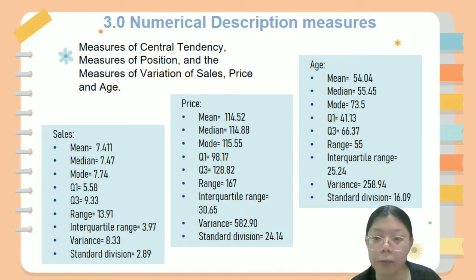Mean 54.04, median 55.45, mode 73.5, Q1 41.13, Q3 66.37, range 555, interquartile range 25.24, variance 258.94, standard deviation 16.09. Now I will pass to my member.